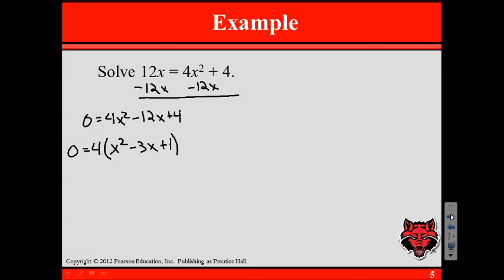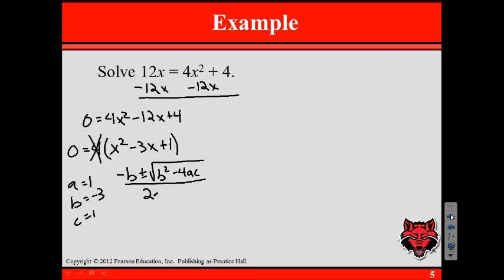Once we factor out a numerical constant in this section, we're not concerned with it any longer. It's not going to affect our answer. So we take what's remaining and we find our a, b, and c values. a equals 1, b equals -3, and c also equals 1. We plug this information into the quadratic formula, -b plus or minus the square root of b² - 4ac, all over 2a.